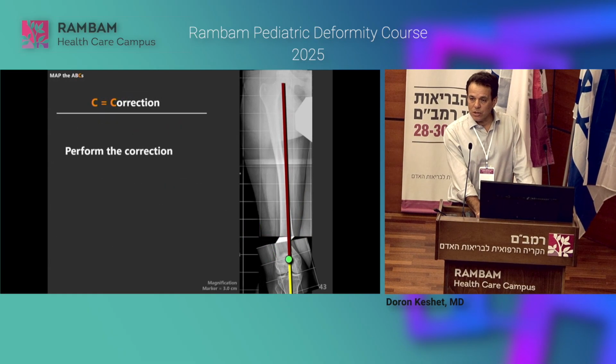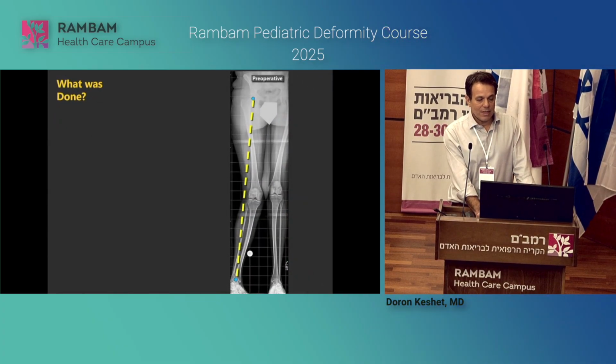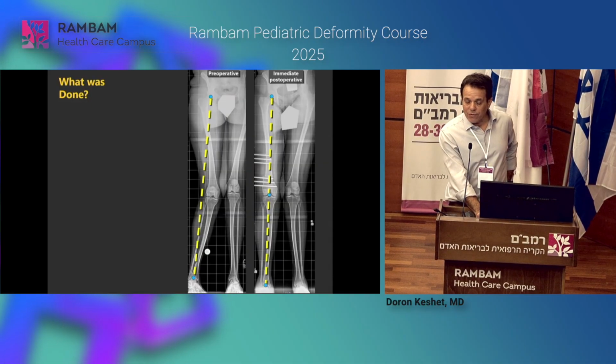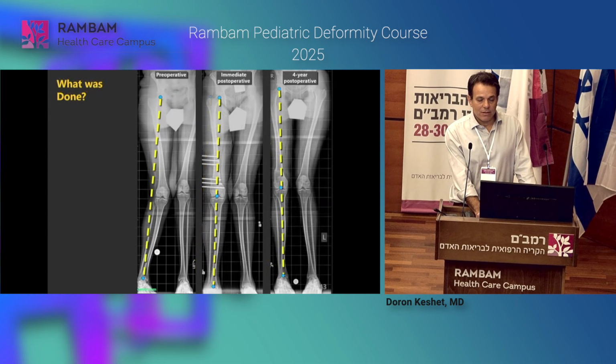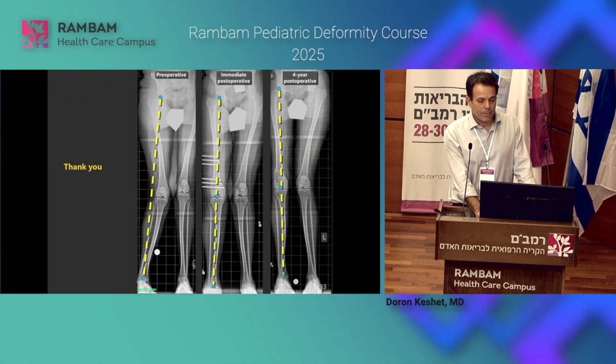We perform the correction acutely or gradually. In this case, I'll show you what was done. So this is preoperatively, osteotomy was performed, fixated with a monolateral fixator, immediately postoperative X-ray, and this is 4 years postoperatively. You see good mechanical axis of the limb. Thank you.